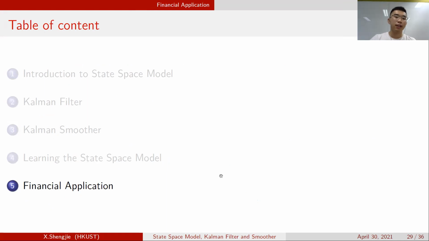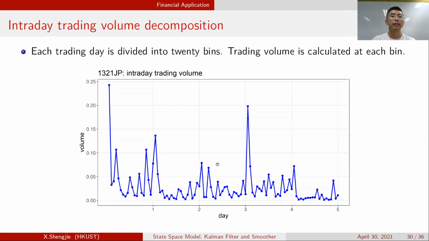And finally, we will talk about how this state-space model applies in finance. One application I want to share today is the intraday trading volume decomposition. Trading volume, I think most of you have already noticed, shows how active your market is. And intraday here means within each day, we don't have only one trading volume. We have sampled it. Every 15 minutes, we have a record of the trading volume.